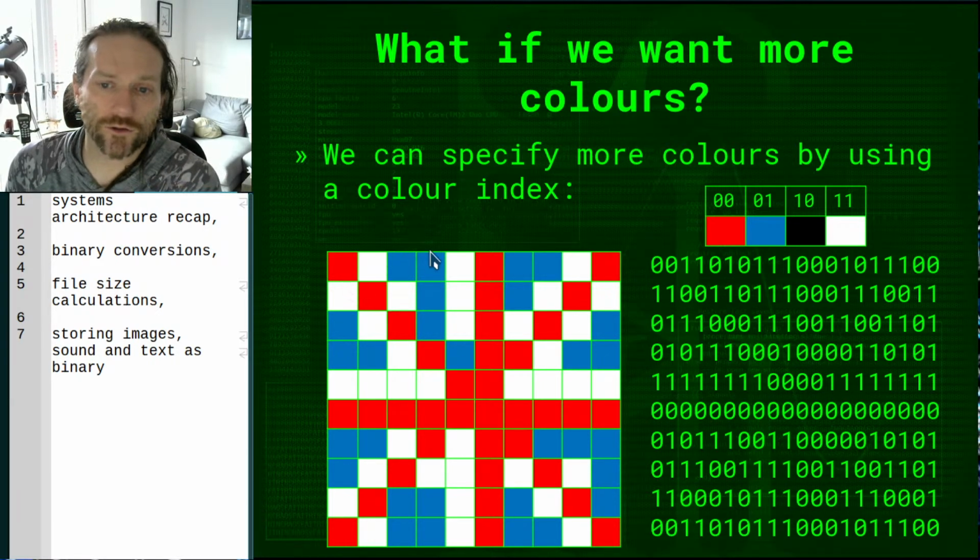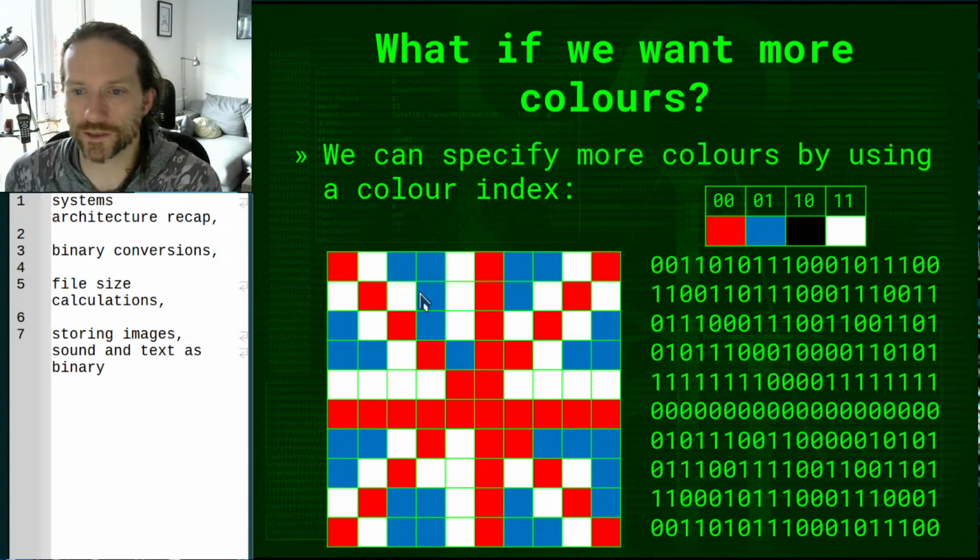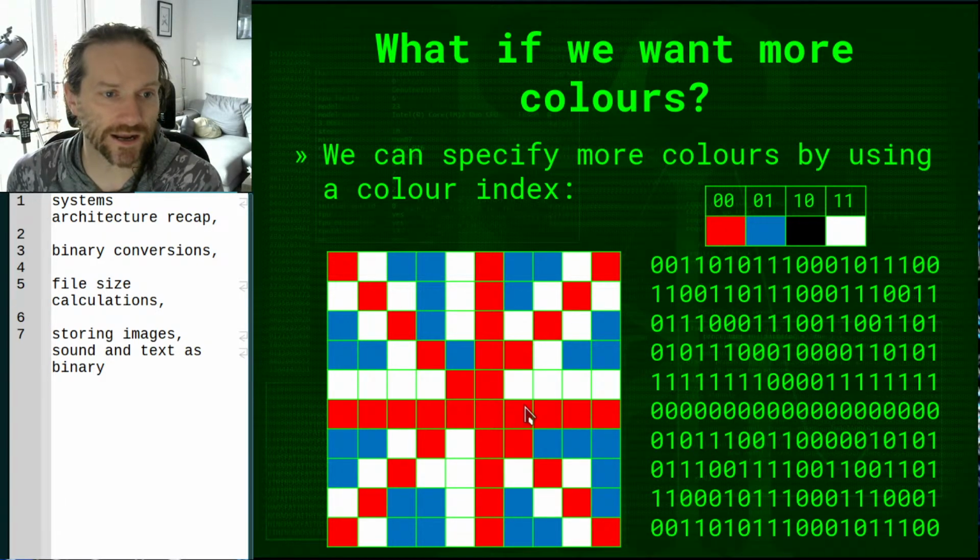So if we were going to go through and store this whole lot, we would have 0, 0, 0, 1, no, sorry, 0, 0, 1, 1, 0, 1, 0, 1, 1, 1, 0, 0, 0, 1, 0, 1, 1, 1, 0, 0, 1, 1, 0, 0, 1, 1, 0, 1, 1, 1, 0, 0, and so on and so forth. And as before, we wouldn't store it in a big block like this, we'd store it in a long stream of binary.